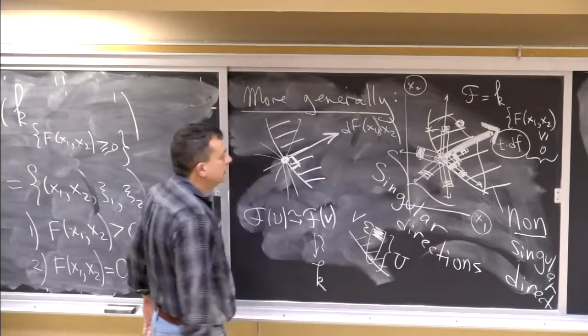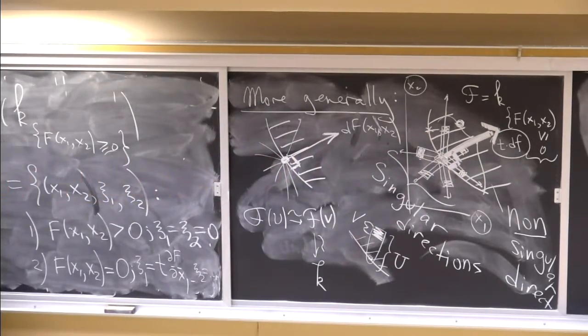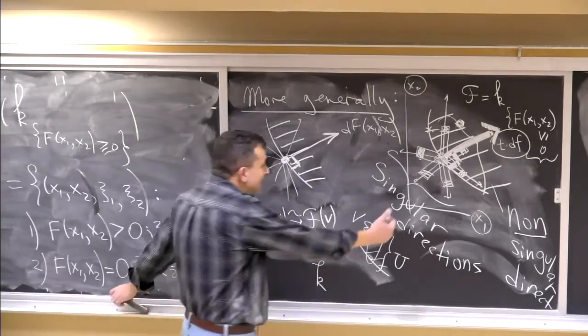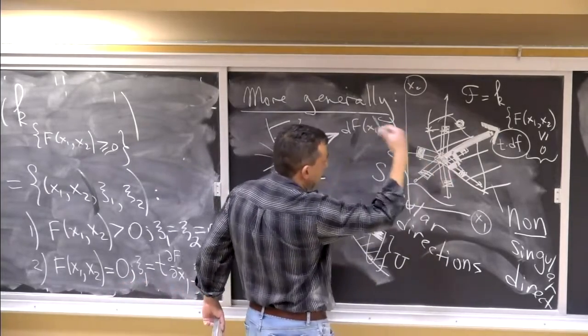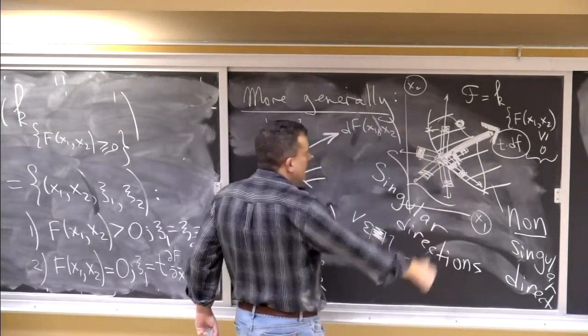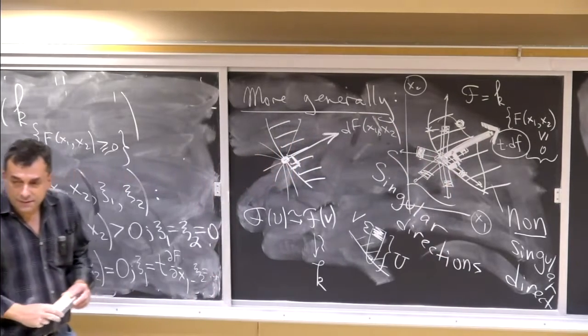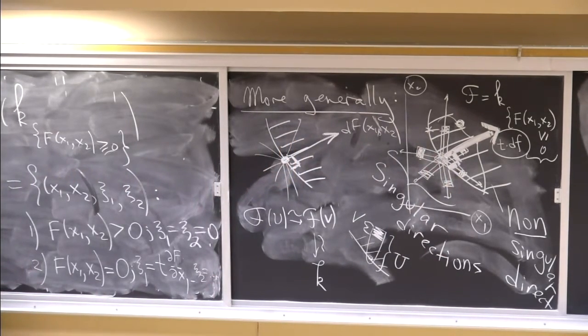And again, it's singular for a sheaf if all its negative directions are singular for the sheaf. And this is an invariant thing.